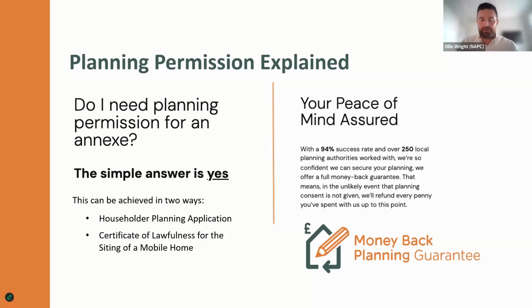Now, as I said, we need to get planning for your annex. So we do that in two different ways. The first one is one that you're probably familiar with, the householder planning application, perhaps one that you've used yourself. And the other option we also use is a certificate of lawfulness for the siting of a mobile home. Now, what's the difference between these two applications?